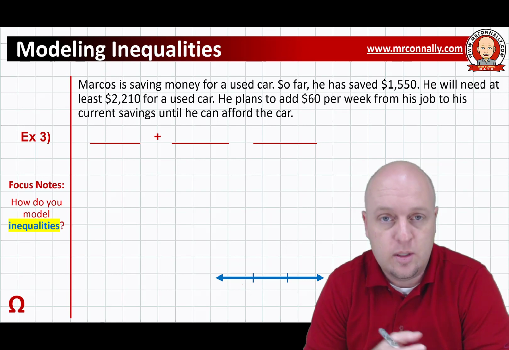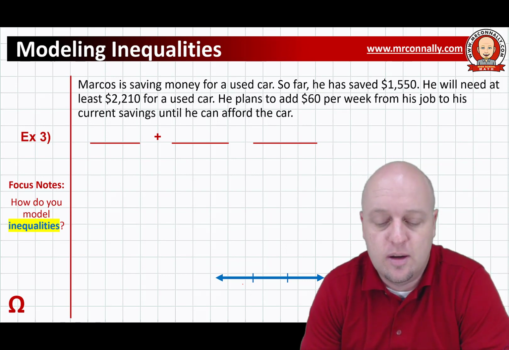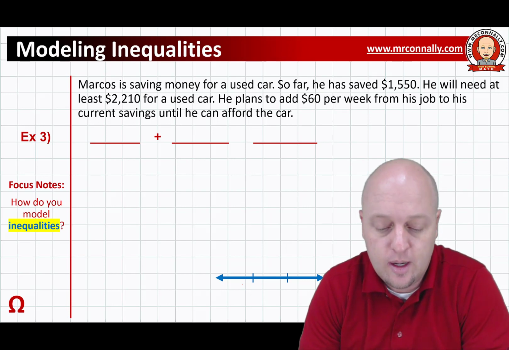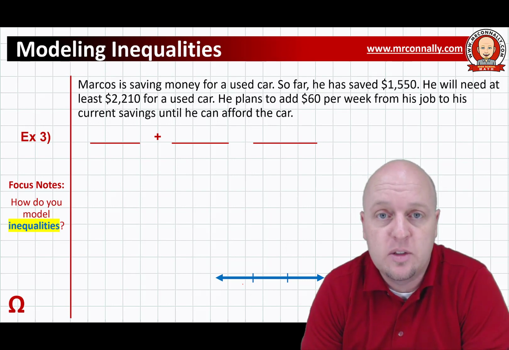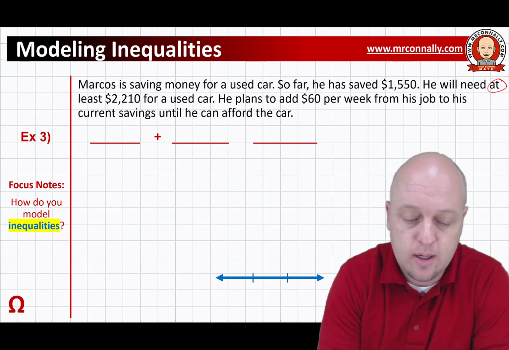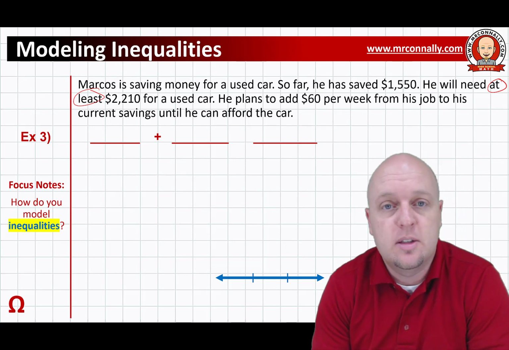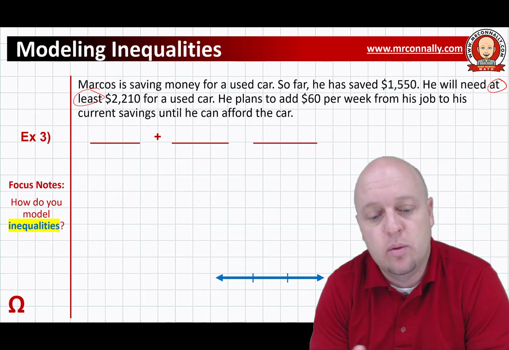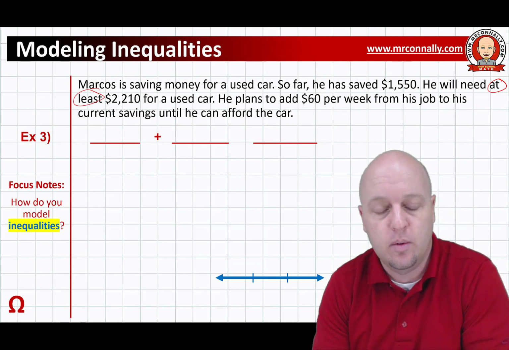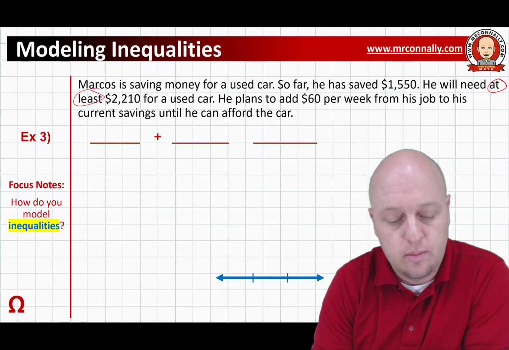Okay, so we do know that cars have tax and other things on them, and maybe the price changes between now and when he goes to buy it. So he's going to need more than that money. That's why he says at least. Right here, at least. So that means it's going to be greater than or equal to that price. He could get lucky. It could be exactly that much, but it probably won't. So it's good to save a little bit more.